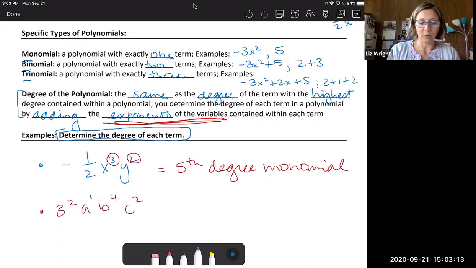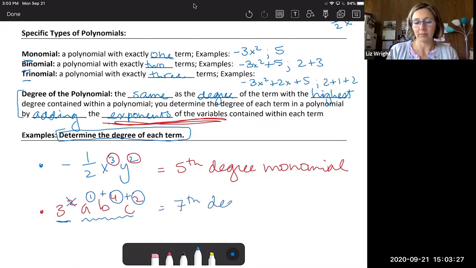So here we've got 1 plus a 4 plus a 2. Again, we don't care about that one because it's on our coefficient here. We're only caring about the exponents on our variables. So here we've got a 7th degree monomial.